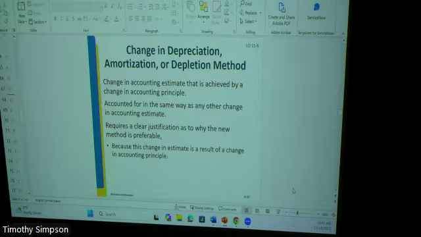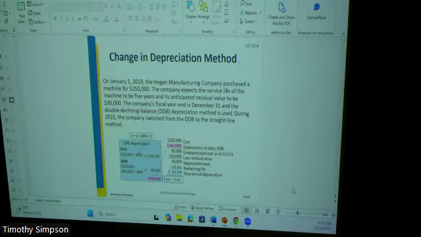Here we're talking about change in method. So the change in estimates is oftentimes done by an accounting principle, whatever that principle might be. And it's done the same way as any other change in the accounting estimate. And again, as we've said many times before, a change in the estimate or the method requires a note to the financial statement. So let's talk about the change in method here, okay?